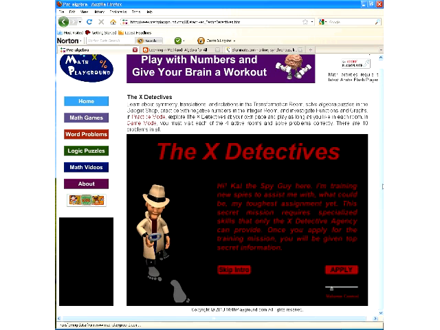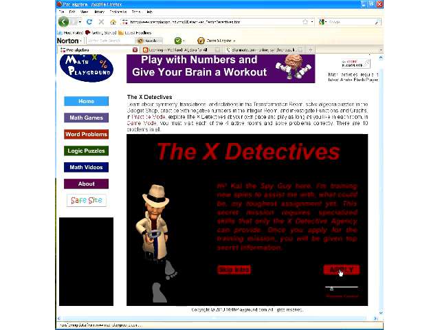In the X Detectives, it's a role-playing game. Students take on the role of detectives in training, and they're trying to track down this wayward Agent X. And this Agent X is using pre-algebra and algebra skills to foil all the other detectives. So in order to catch this guy, you have to be pretty good at solving algebra problems.